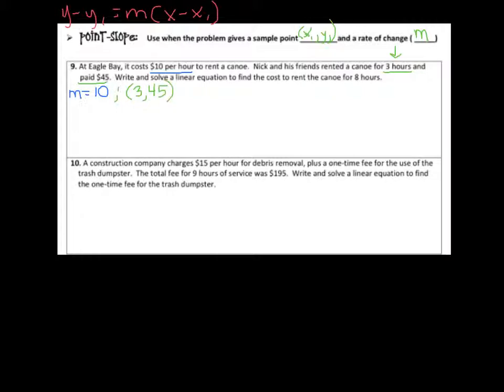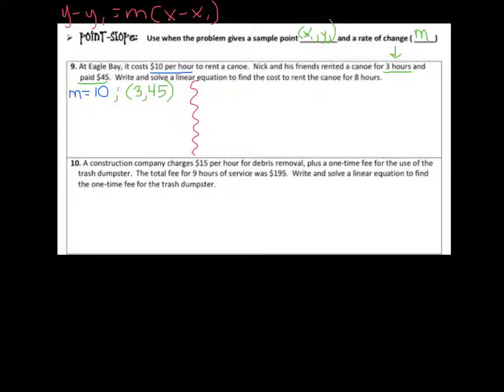So as you can see, they've given me both a point and a rate of change. So this point, 3, 45, comes from 3 hours is $45. So 3 hours, $45. And my rate of change is the amount per hour, so that's the 10. Okay? All right, so what we're going to do now is we're going to go ahead and use point-slope form to come up with an equation in slope-intercept form that we can use to figure out how much it would cost for 8 hours. So here we go.